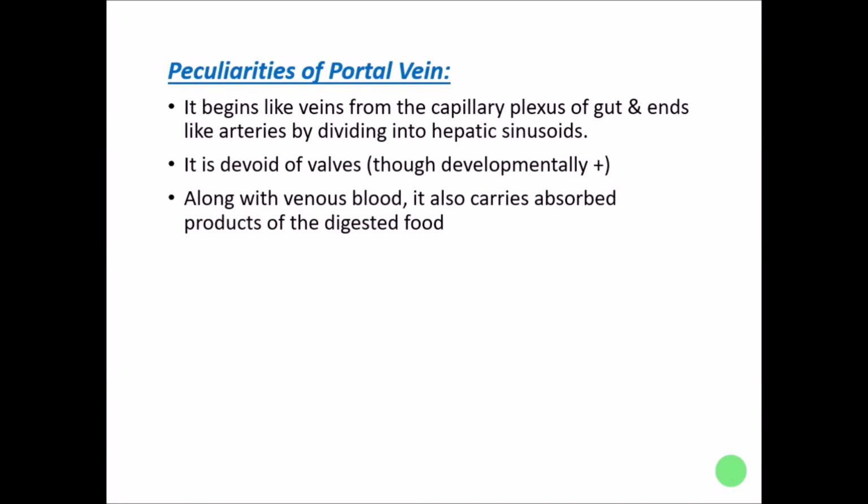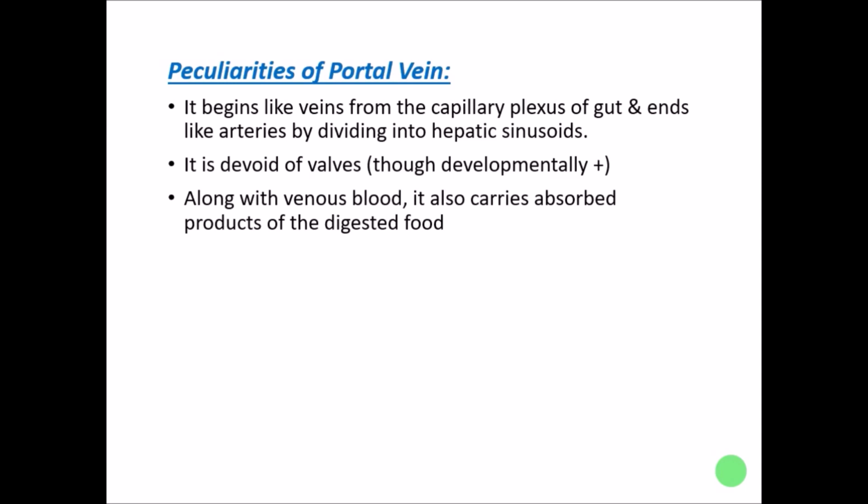The third important peculiar feature of this portal vein is that along with the venous blood, it also carries absorbed products of the digested food. Usually arteries are the vessels which supply oxygenated blood along with the nutrition required to all the parts of the body, cells and tissues. But in this condition, the portal vein, which comes from different parts of the small intestine, drains all the nutrients which are absorbed, and it will be pumped into the portal vein and from there into the liver for metabolism.